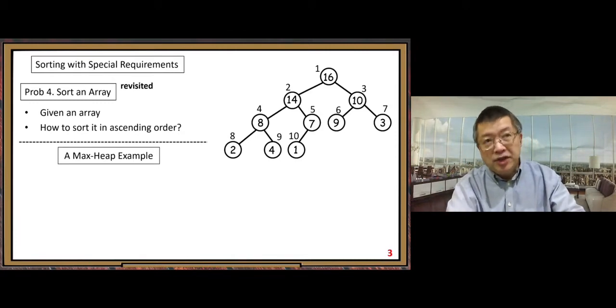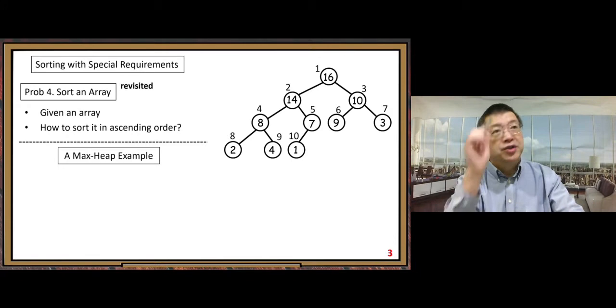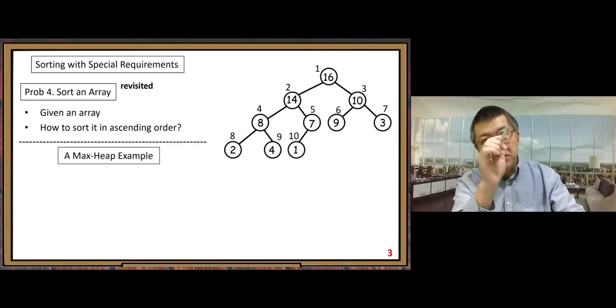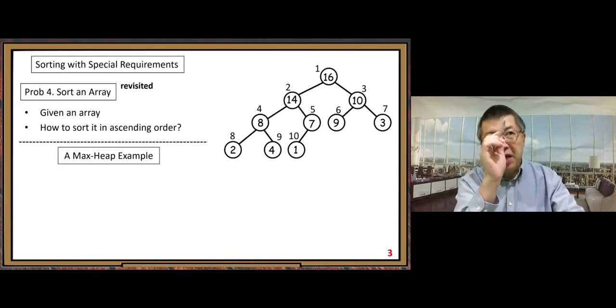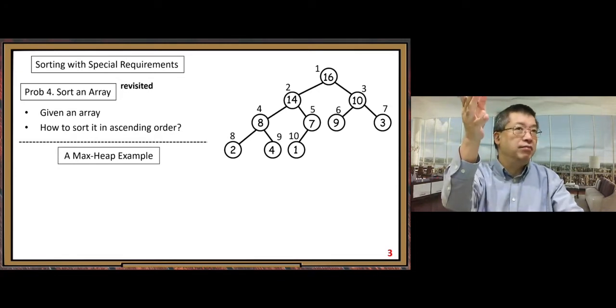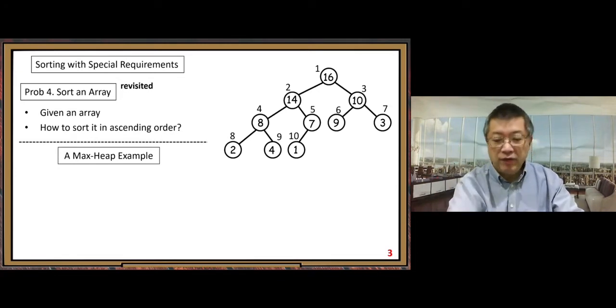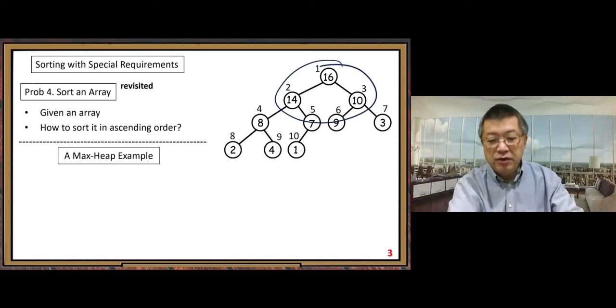Location 0 we do not use. The largest number is stored at index 1. Then 2, 3, and so on in this way. If we use the max heap property, you can check that it satisfies the max heap property everywhere in the heap. For example, these 3 nodes: 16 is greater than 14, also greater than 10.